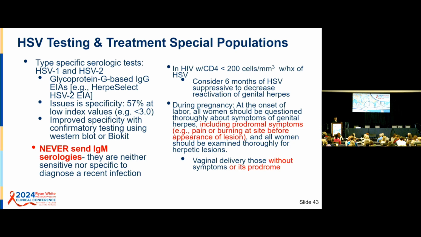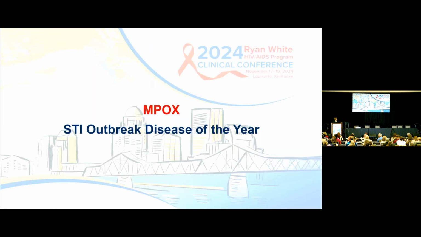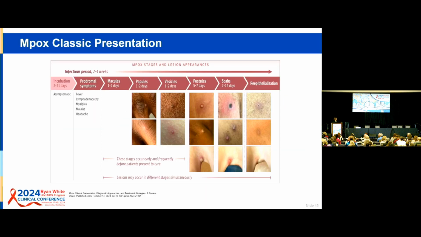For pregnant women, what's important is to really talk about syndromes. So you want to make sure the woman does not have HSV at the time of delivery. This is critical.